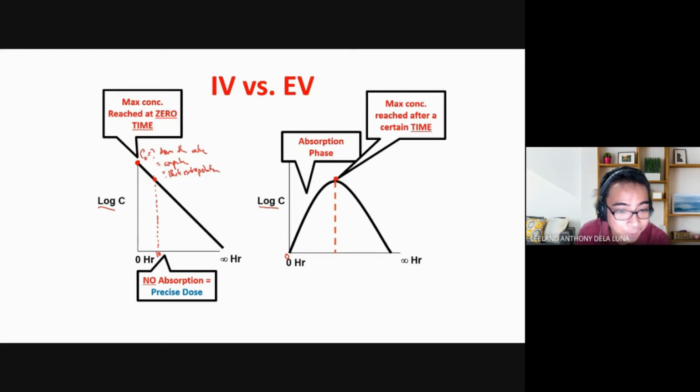What's back extrapolation, class? From here, dito ka nag-umpisa eh. Kukunin mo yung last 3 points, last 3 plasma concentration time profile na meron ka. Okay? Kukunin mo yung concentration na meron ka, yung last 3. Kuha ka ng ruler. Gawa ka ng straight line, connecting the dots. Okay? Tapos, paabutin mo.